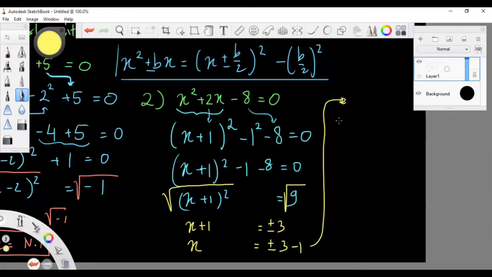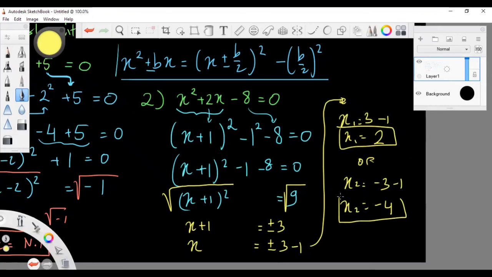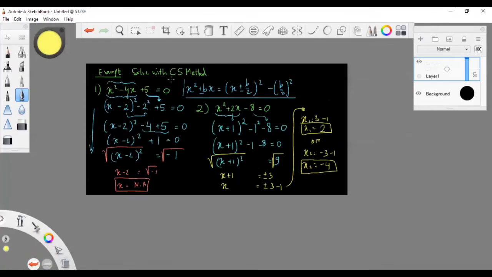So we have two values of x. First, x1 will be 3 minus 1, right? Take the positive one. Then x2 will be, take the negative 3, negative 3 minus 1, which is negative 4. So we have two values of x. This is the solution of the equation using the complete square method.